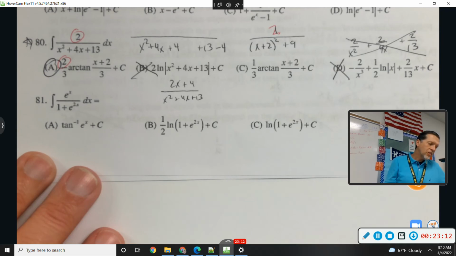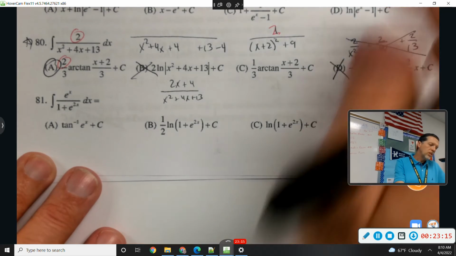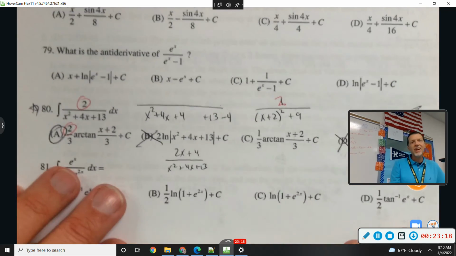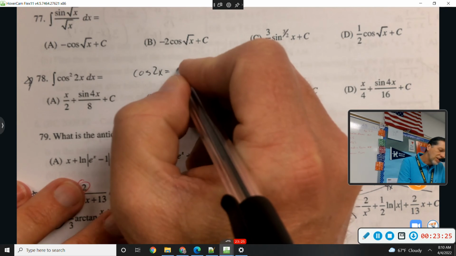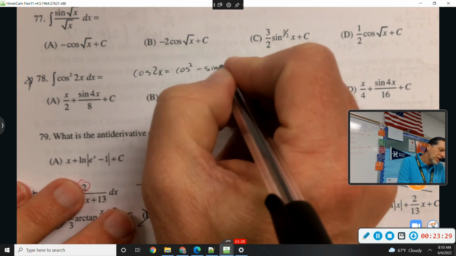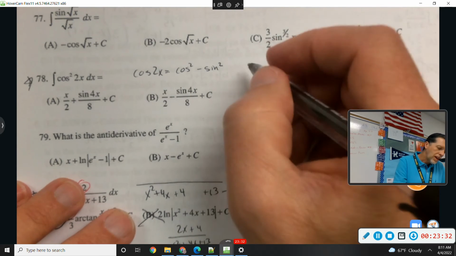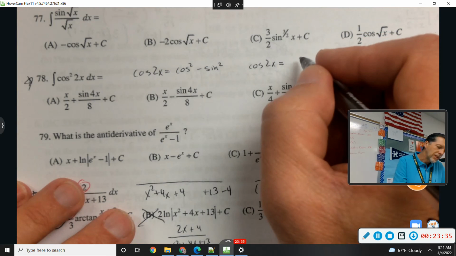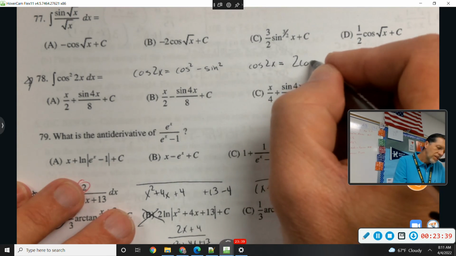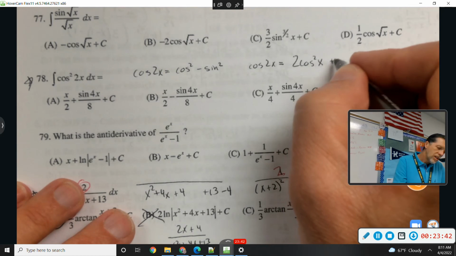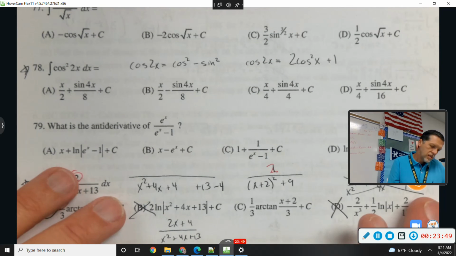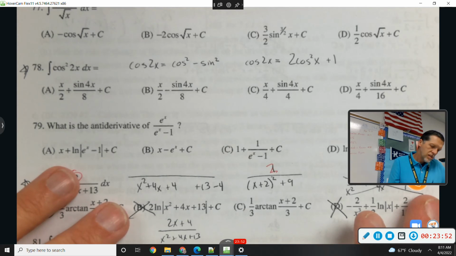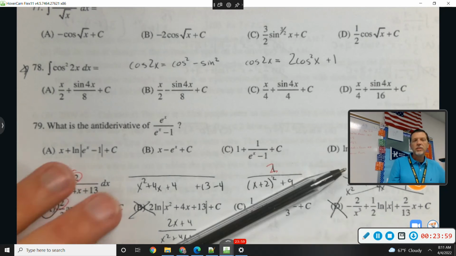Most of the rest are U substitutions. U substitution, U substitution, U substitution. Again, I would just skip 78 and say, that's good. Cosine of 2x is cosine squared minus sine squared. Yeah, that's brutal if they put that one on there. I would skip 78, not worry about it.